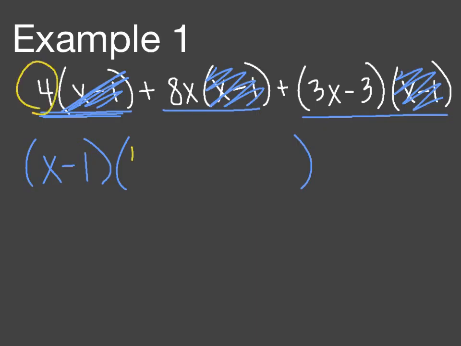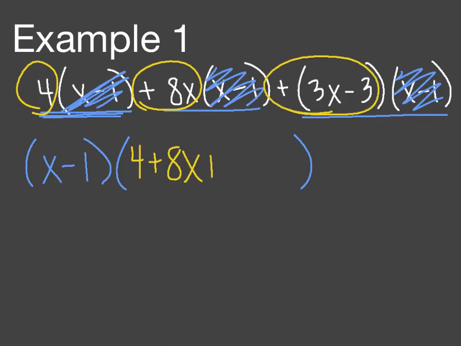So the 4, the plus 8x, and the plus 3x - 3. So again, I put x - 1 in the front because that's what each term had in common. And then I put everything that was left over in the parentheses in the back.